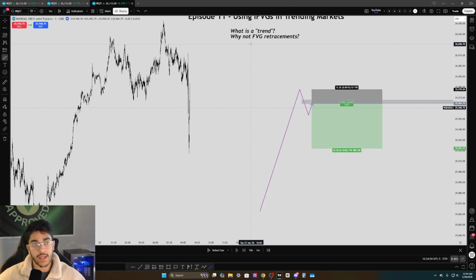So the difference between FVG retracements versus IFVG confirmation and closure is just that. Retracement entries, not knowing what sort of reaction you're going to get when you're trading those FVGs, versus confirmation with closure when you're trading IFVGs. My system would not tell me to short here. Instead, I'd be looking for this.